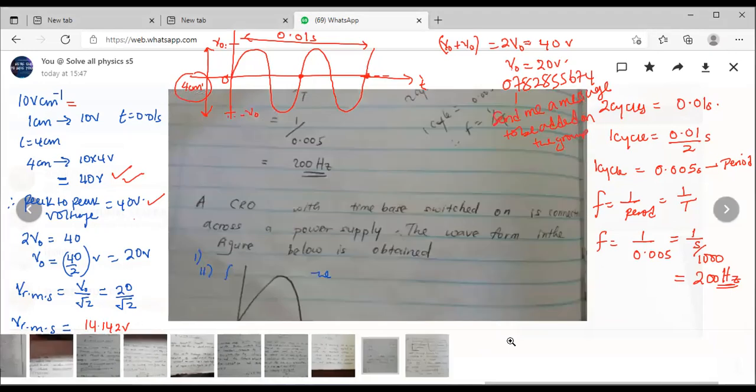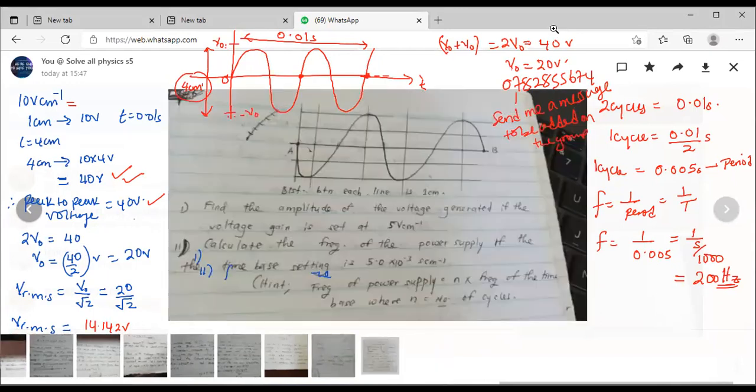The question began from here, whereby a CRO with the time base switched on is connected across the power supply. The waveform in the figure below is obtained. So this is the waveform which was obtained. That's the question. So go ahead.